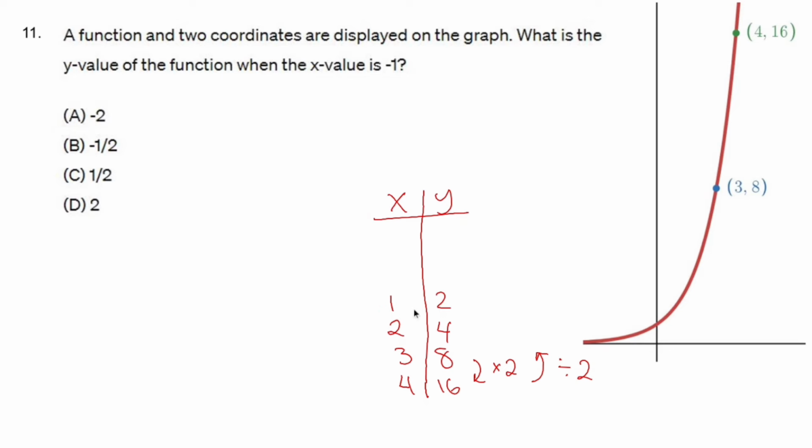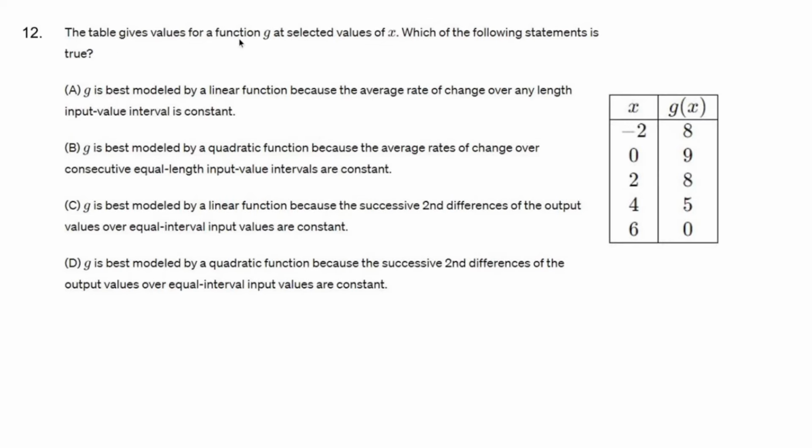1, 2, because 4 divided by 2 is 2. 0, 1, because 2 divided by 2 is 1. And here we are at -1. 1 divided by 2 is 1/2. So pretty simple problem. You just need to recognize that it's exponential. And with exponentials, you multiply by the same number every time. So working backwards is the inverse of multiplication: division. Hope this helps.